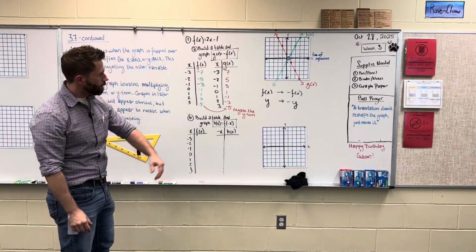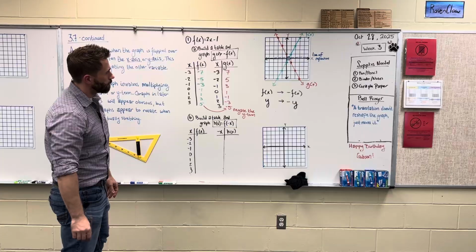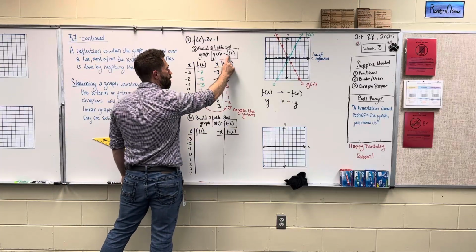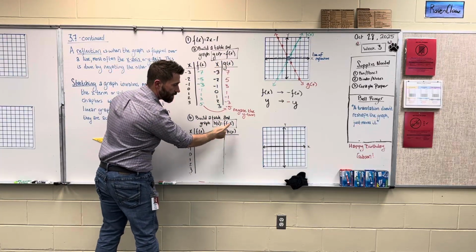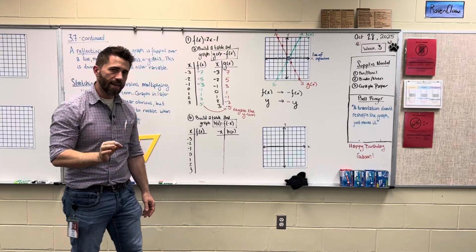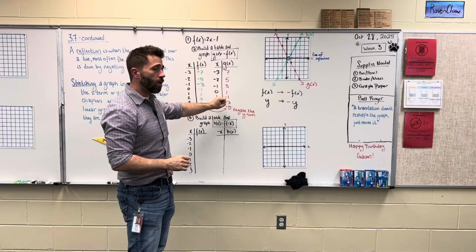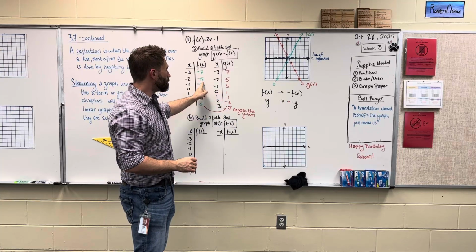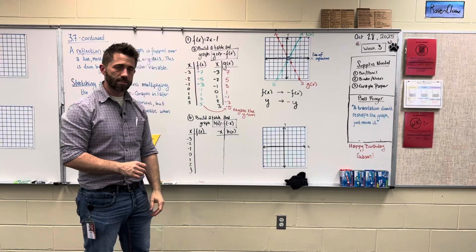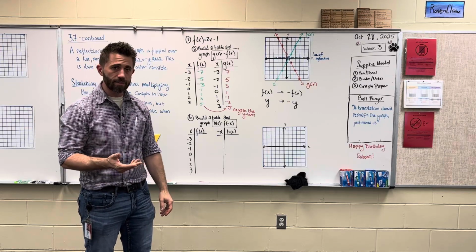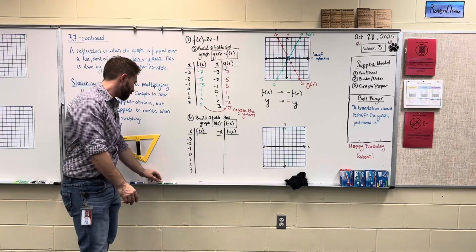Okay. Now similarly with this one, I'm not negating the output, I am negating the input. The x has the negative sign on it, which means I'm not going to keep the x and change the y. I'm going to keep the y and change the x. I'm going to flip it or reflect it, but in a different way. So let's see how it goes.